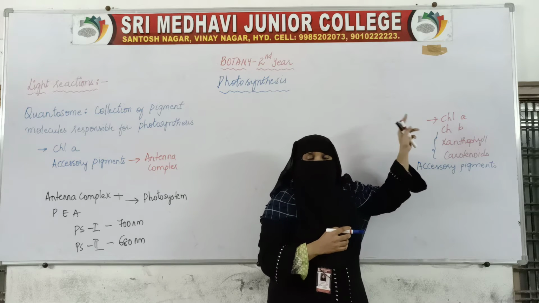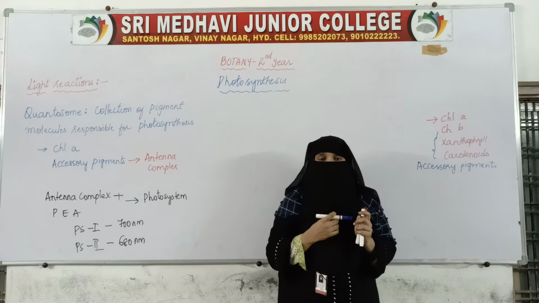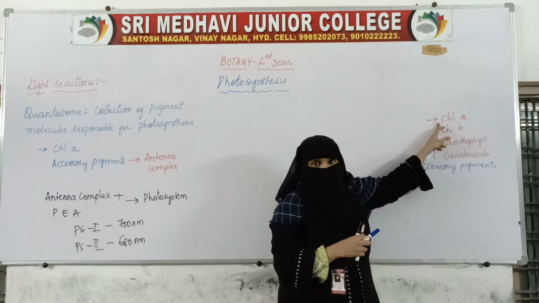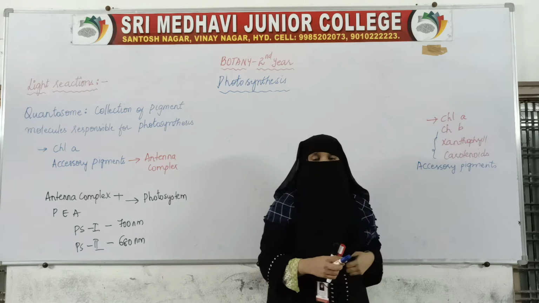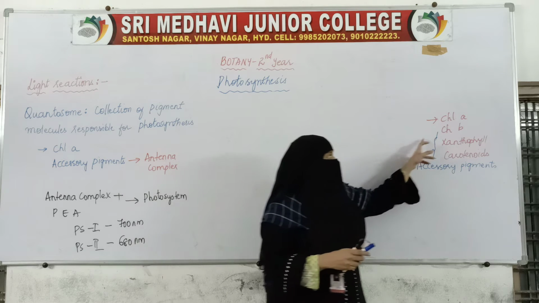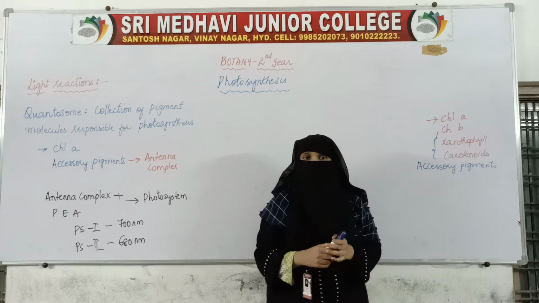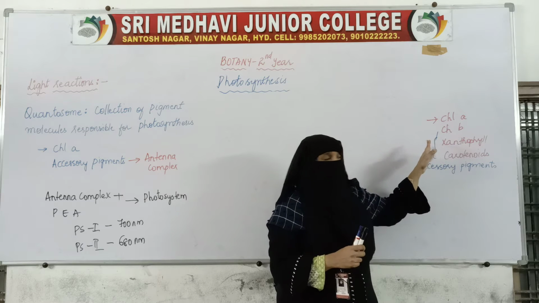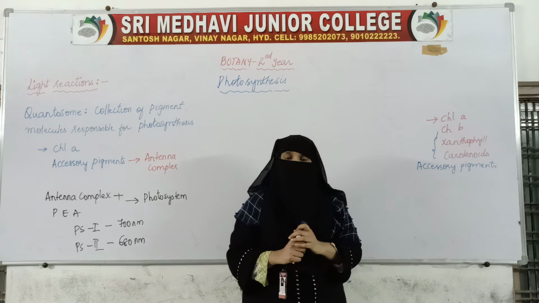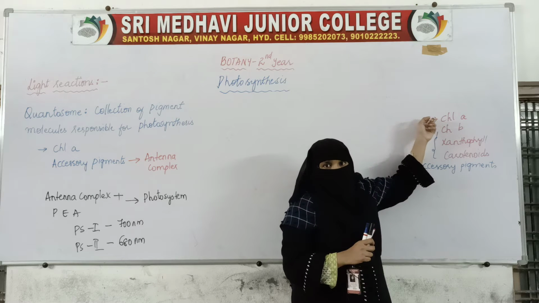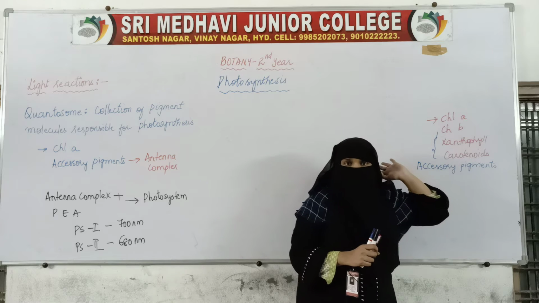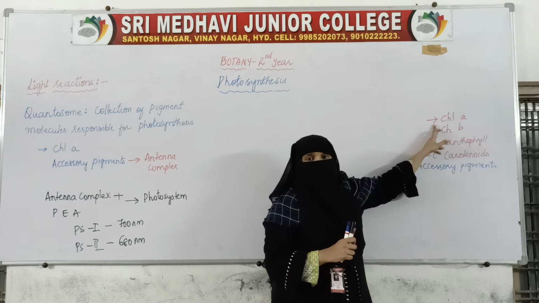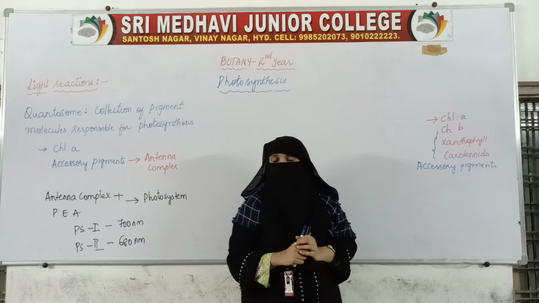This is the main center where the reactions of photosynthesis take place, because this is the pigment absorbing the maximum sunlight. The others also absorb sunlight, but not to the extent that chlorophyll A does. Chlorophyll A is the main one carrying out the reactions of photosynthesis, but the others are also helping it.